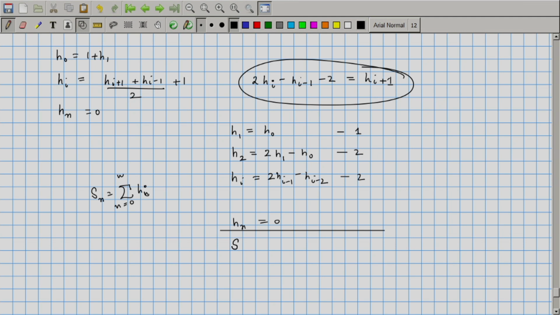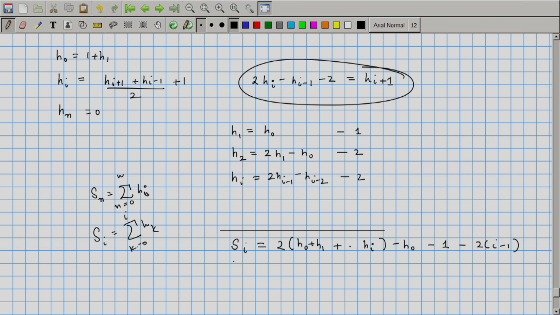Okay. So, this is S n, which is equal to 2 times h 0 plus h 1 plus h n minus, let us say we will just sum this up till h I. So, this will be S I. So, S I is the summation k equals 0 to I of h k. So, this is S I, this is 2 times h 0 plus h 1 to h I minus h 0 minus 1 minus 2 times I minus 1.